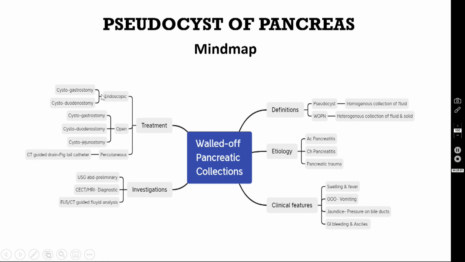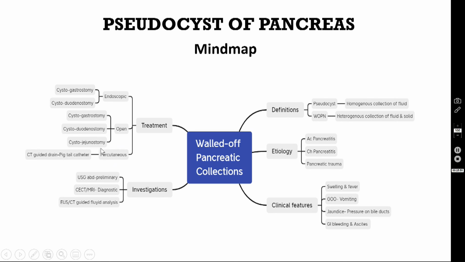Coming to the treatment, there are three types of treatment. You can either opt for endoscopic treatment, that is cystogastrostomy or cystoduodenostomy. You can put a double pigtail catheter between the cyst and the stomach, or between the cyst and the duodenum. And the open surgery, depending upon where the cyst is, you can do either cystogastrostomy if it is in the lesser sac, cystoduodenostomy if it is in the head of the pancreas, or cystojejunostomy if the cyst is near the tail of the pancreas.